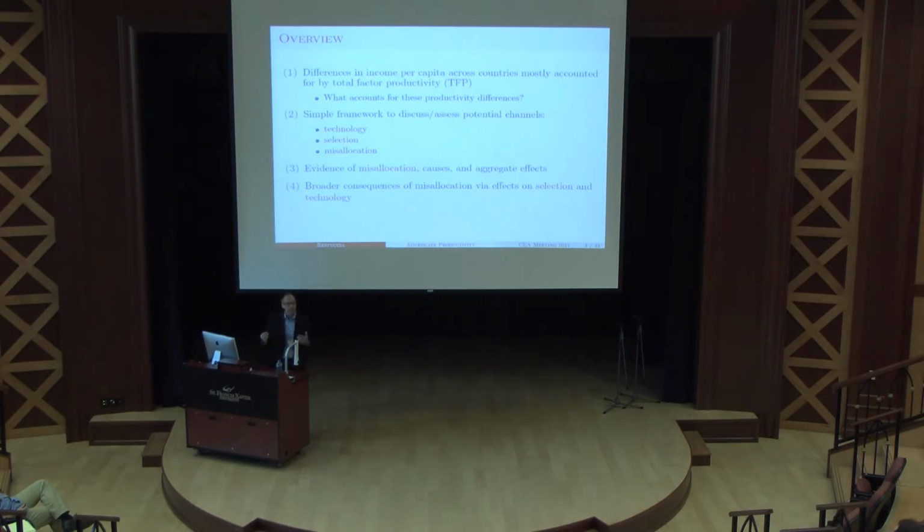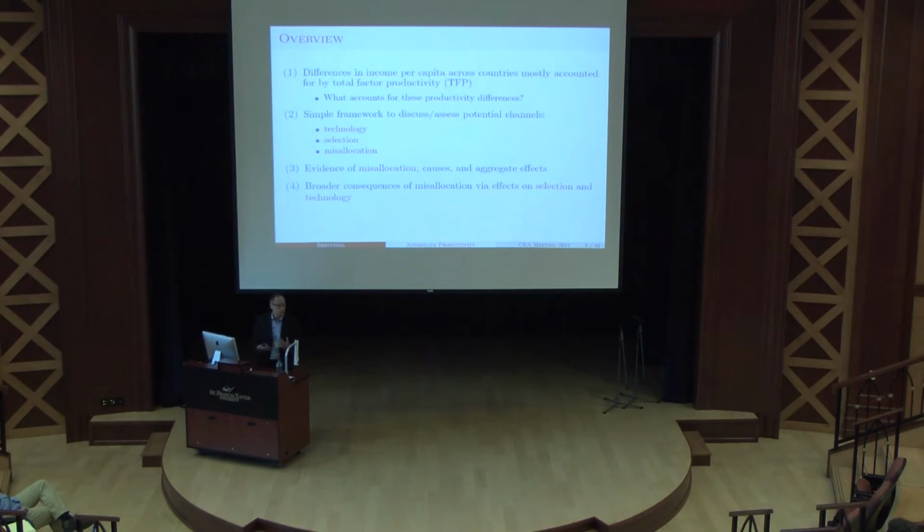And then I'm going to describe a very simple framework that is going to allow us to characterize the kind of things that the literature has put forward to understand these big productivity gaps across countries. I'm going to try to describe them in terms of technology, selection, and misallocation. It's going to be the big component I'll discuss, and I'll make these terms specific as I go on with that framework. Then I'm going to dwell on the specifics of the misallocation aspect.